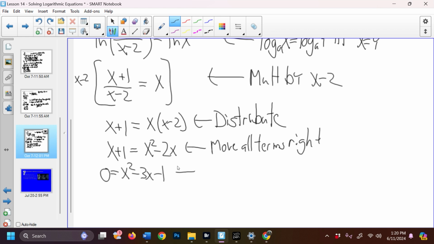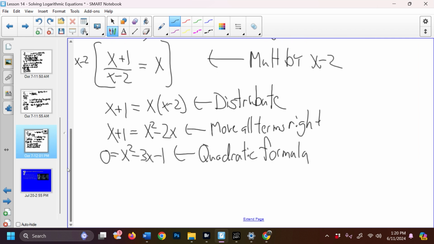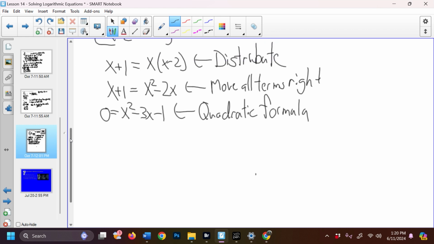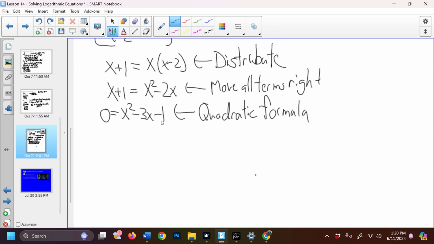And for this one, I have to use the quadratic formula. And the reason for that is because when I look at this, I go, okay, are there two factors of -1 that add up to -3? And the answer to that is obviously no. That doesn't mean that it doesn't have a solution. So I'm going to use the quadratic formula on this one.